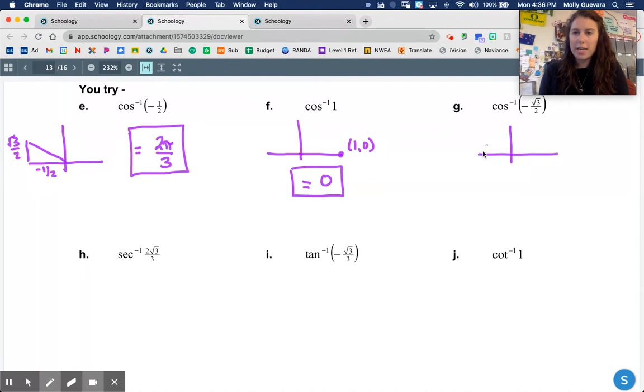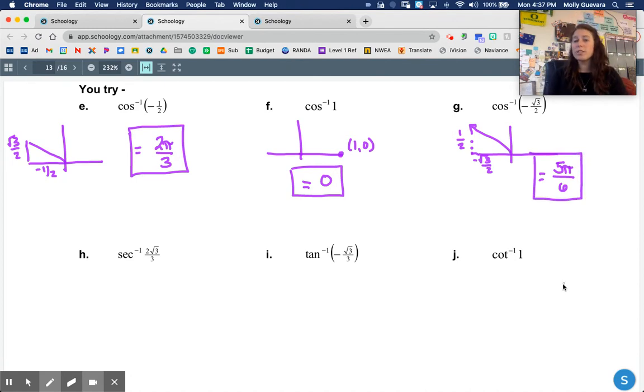For G, my cosine is negative. So over here, this is negative square root 3 over 2, which leads us to know that this is positive 1/2. So the angle that matches those coordinates is 5 pi over 6.